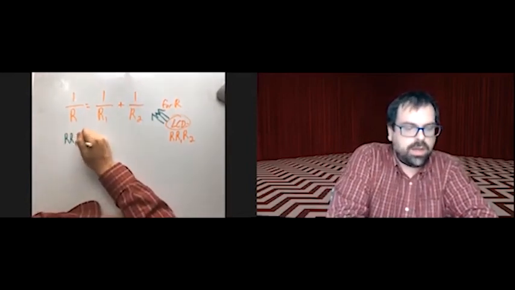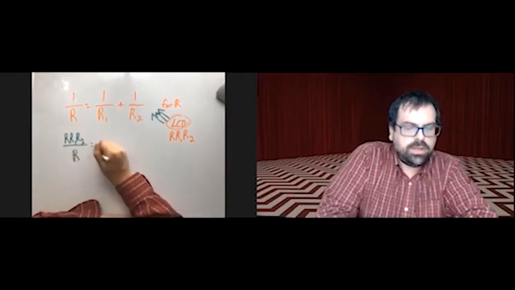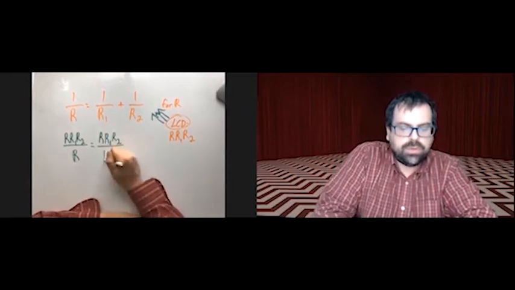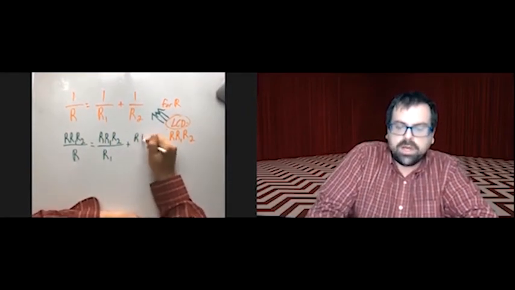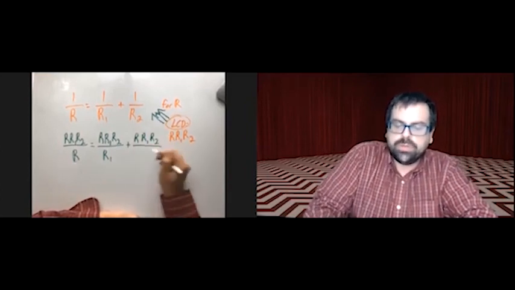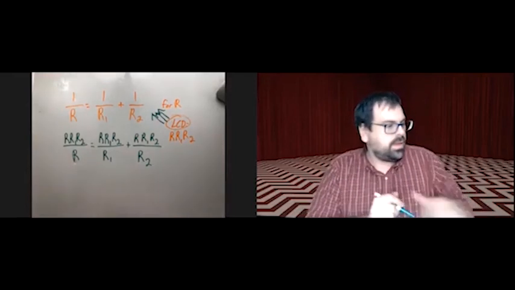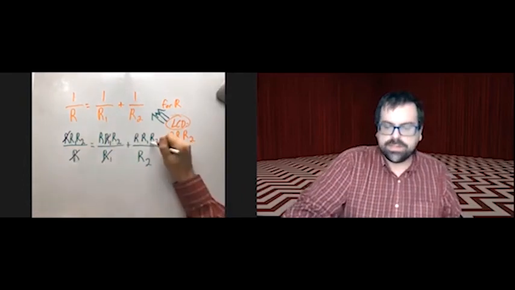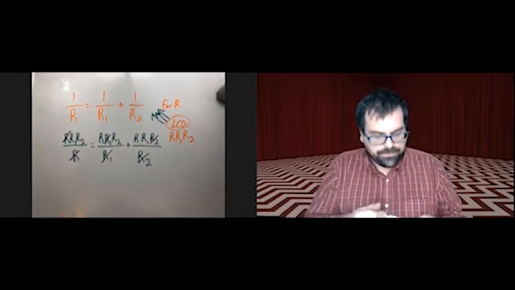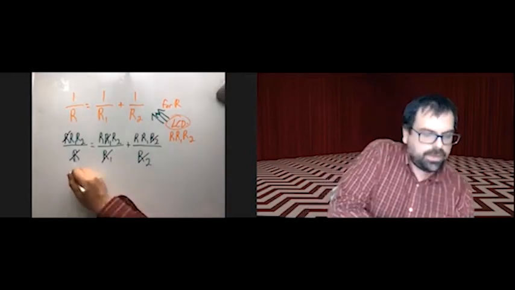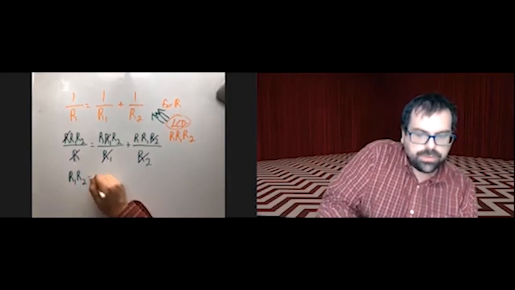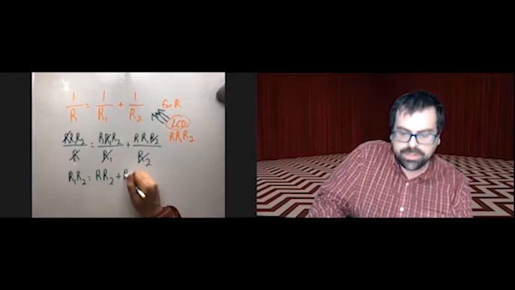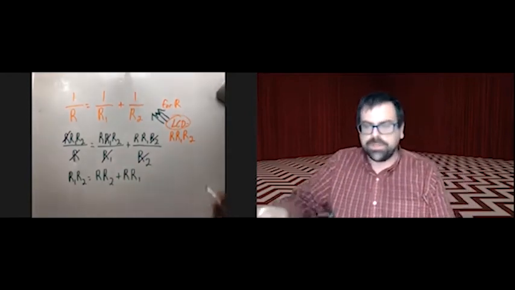So R, R1, R2 over R equals R, R1, R2 over R1 plus R, R1, R2 over R2. Things cancel. The R's, the R1s, the R2s. We get R1, R2 equals R2 plus R1. We're solving for R.